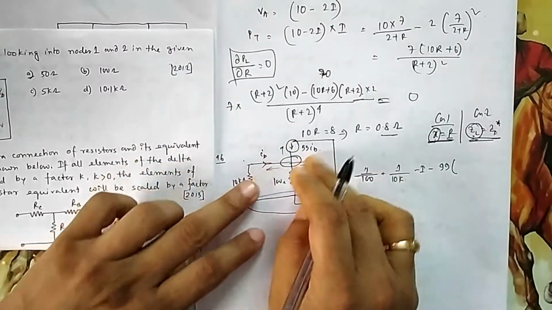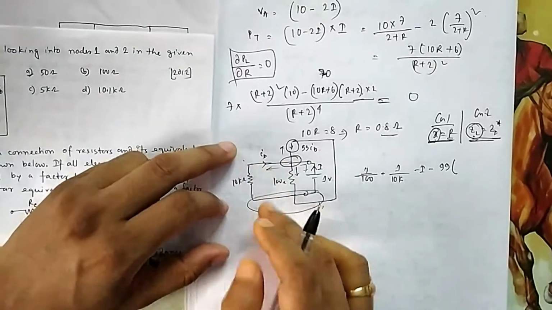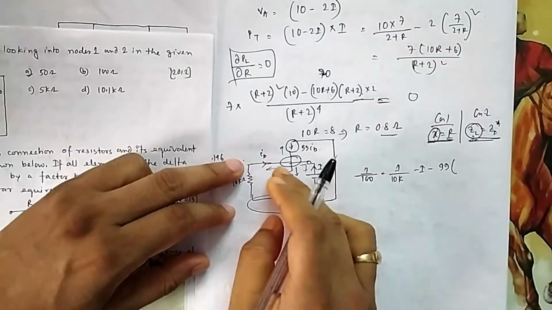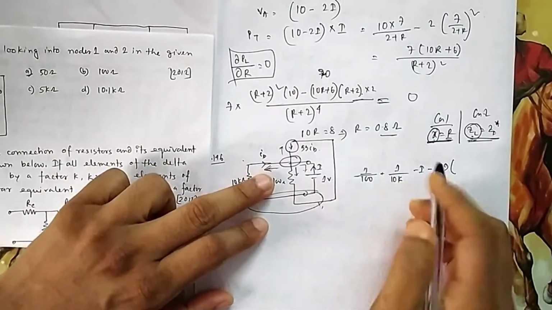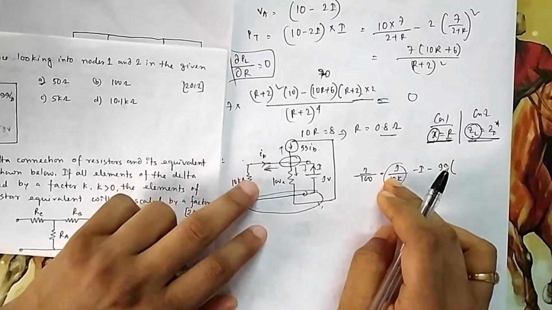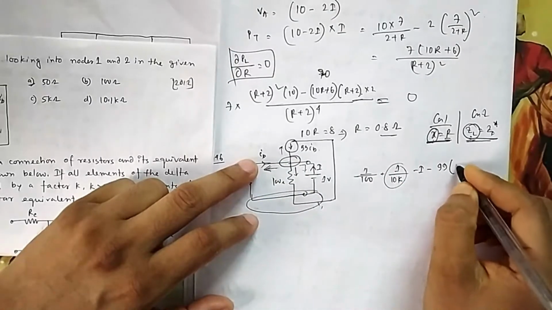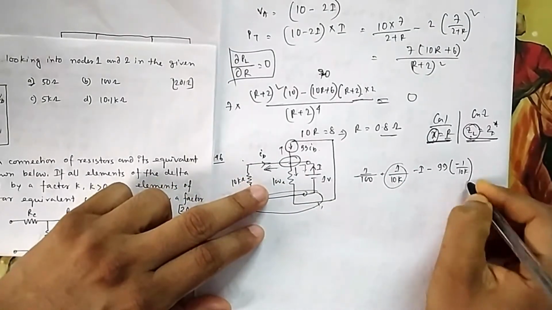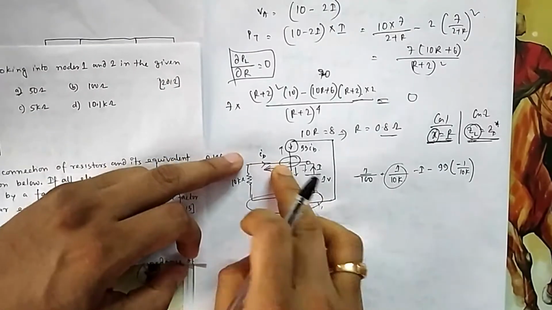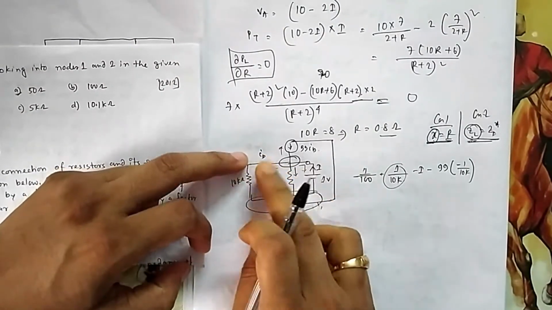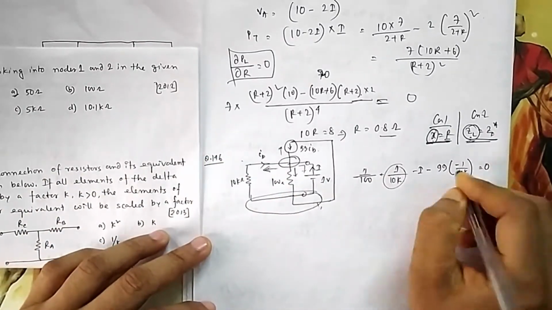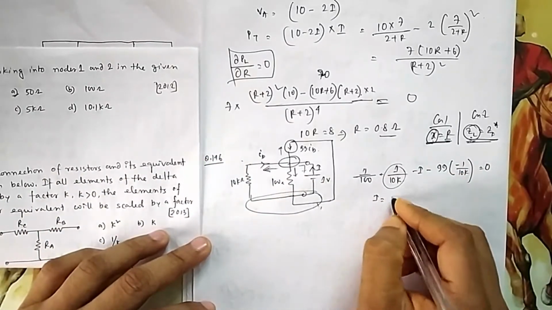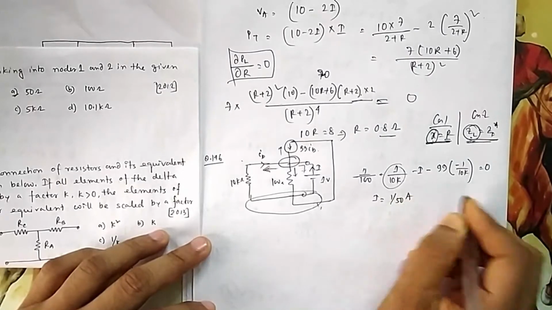What is IB? IB is this current. What was this current? This current we considered 1 by 10 kilo, but that is in the opposite direction. See, this current is 1 by 10 kilo, but this is in the opposite direction. So my IB is minus 1 by 10 kilo. See the direction: IB they have given in this direction, 1 by 100 is in this direction, so my IB is minus 1 by 100k. That's why it is given. So if you solve it, you will find your I is equal to 1 by 50. I think you can solve it.